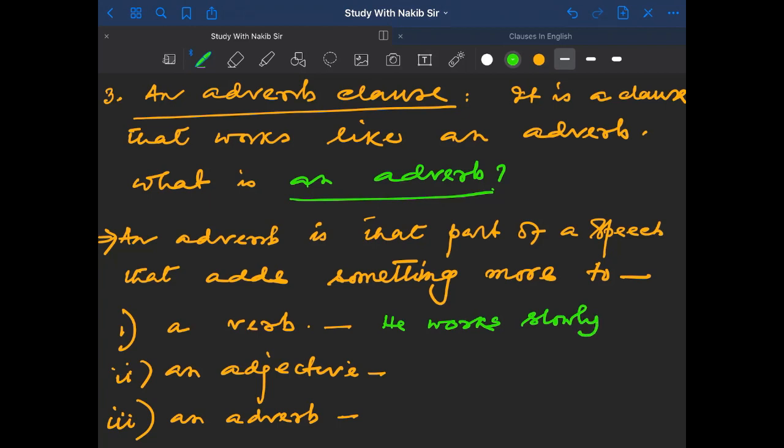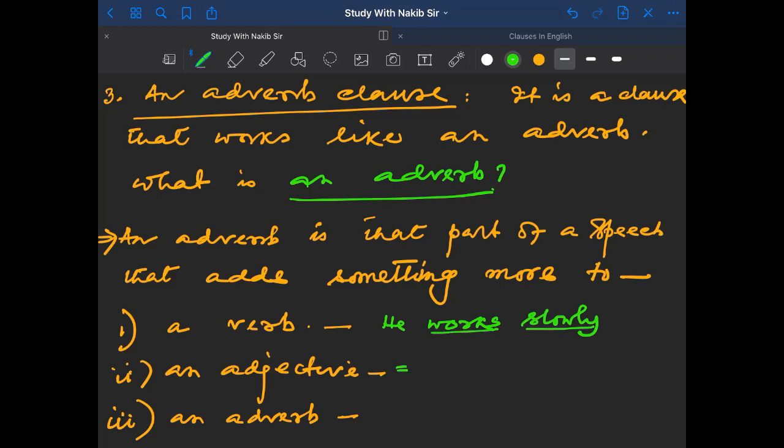Okay. So this word slowly is adding something to the meaning of the verb walks. So this is an adverb. Adding something to the verb is called an adverb. So he walks slowly. Slowly is an adverb.